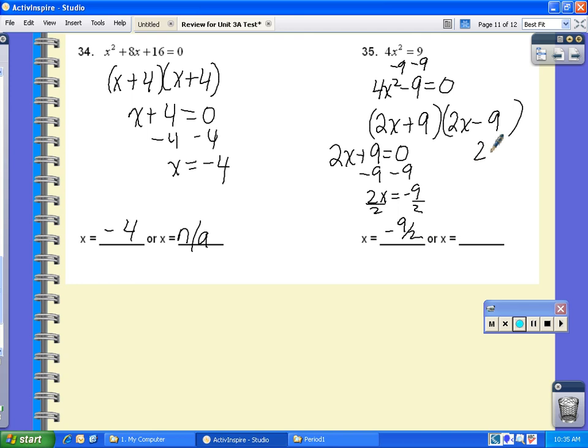Over here, 2x minus 9 equals 0. Add 9. 2x equals 9, divide by 2, and x equals positive 9 over 2.